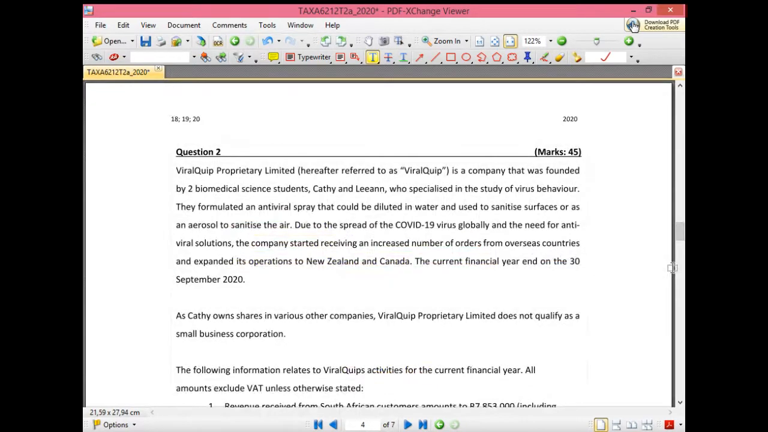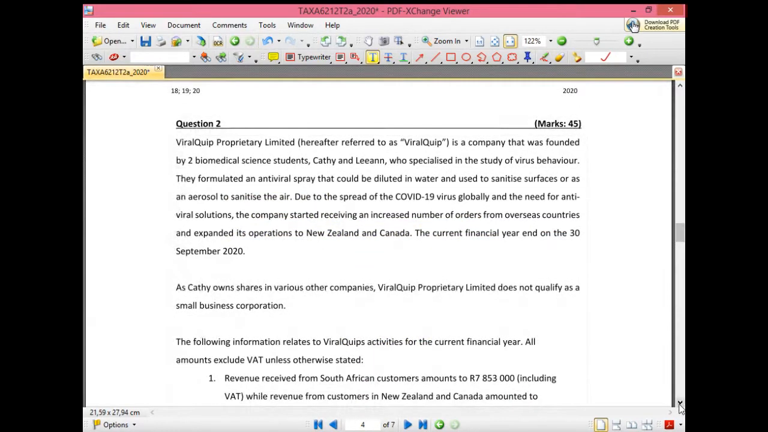Okay, so let's scroll up to the beginning of the question. They tell you Viral Quip Proprietary Limited is a company founded by two biomedical science students, Kathy and Leanne, who specialized in the study of virus behavior. They formulated an antiviral spray that could be diluted in water and used to sanitize surfaces or as an aerosol to sanitize the air.